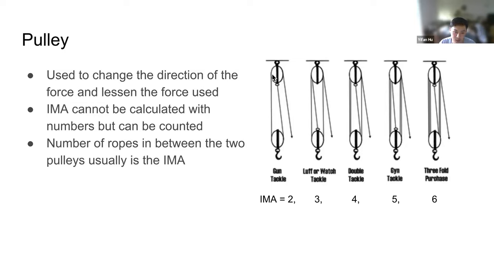This is a stationary pulley, which is attached to a wall and can't move. And this is a moving pulley. When you're counting, you count the number of strings between the two pulleys. As you can see, there's two strings here. So when you're pulling down this way, the force will get split up twice, so you get twice the force.